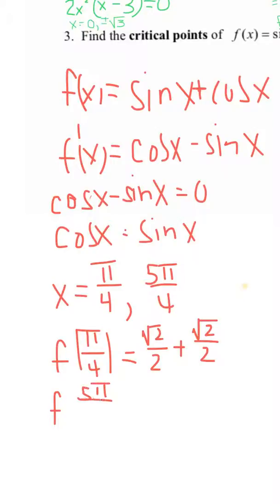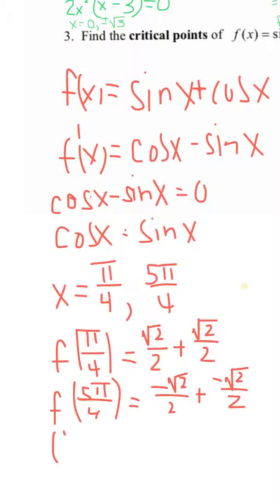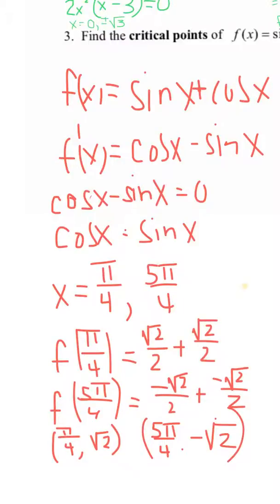And at 5 pi over 4, sine and cosine are both negative, so it's negative root 2 over 2 plus negative root 2 over 2. So then we have a maximum value at pi over 4, root 2, and a minimum value at 5 pi over 4, negative root 2. And those are the critical points for the function sine x plus cos x from 0 to 2 pi.